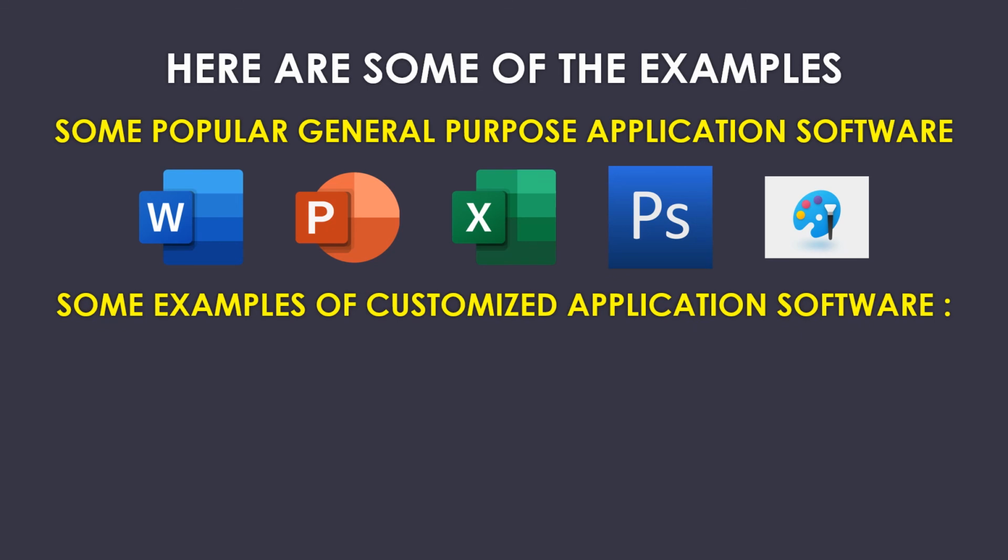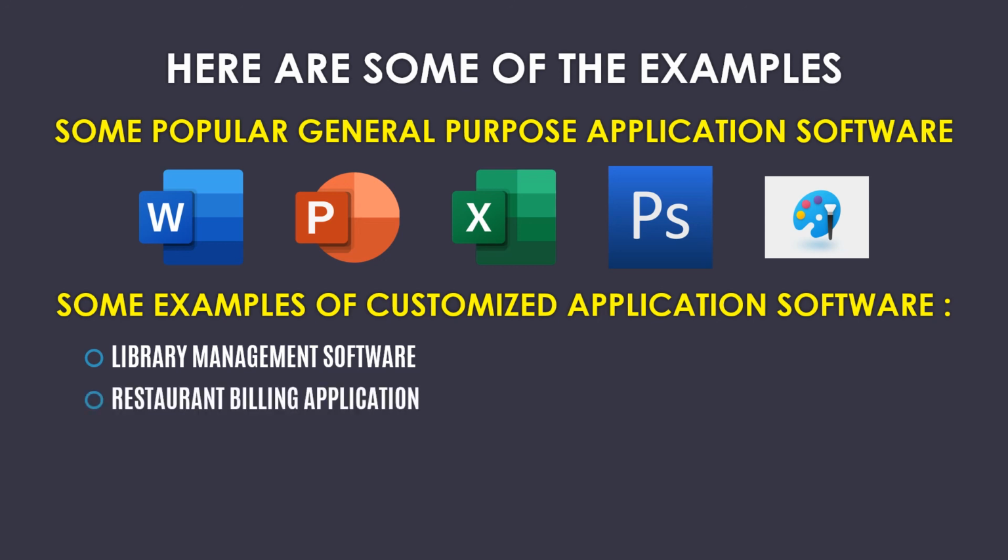Some examples of customized application software, as we have discussed. These are the tailor-made software. Library management software. It helps a library owner manage his or her library efficiently using the computer. And this is a tailor-made software. Restaurant billing application. Let's say you have a restaurant and you approach a programmer. You want a software that would easily produce bills for the customers.